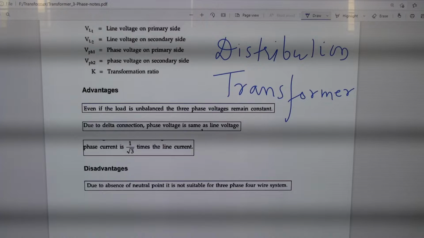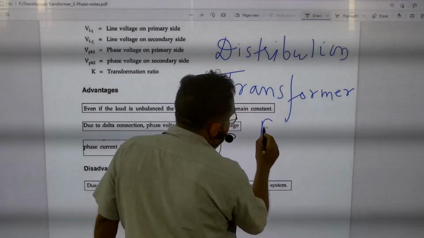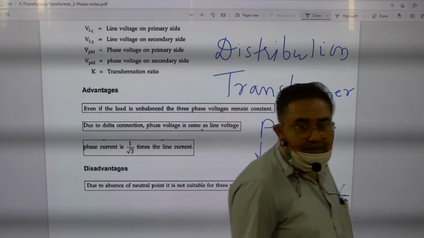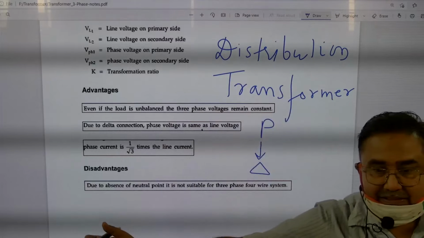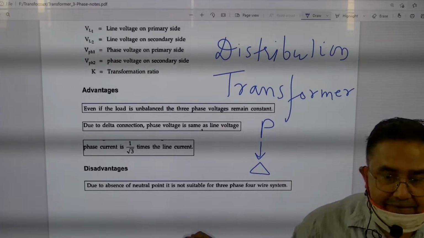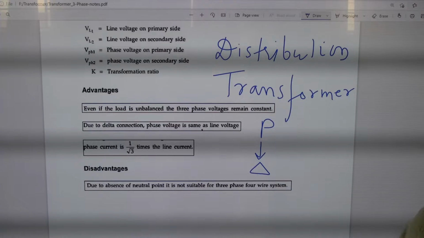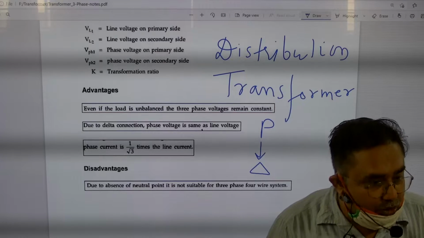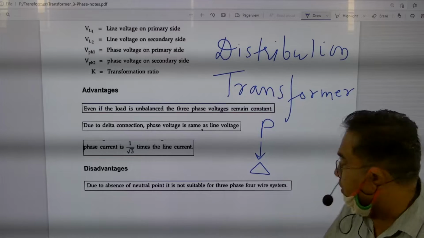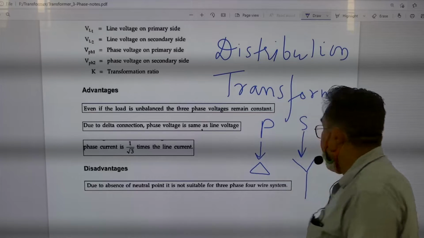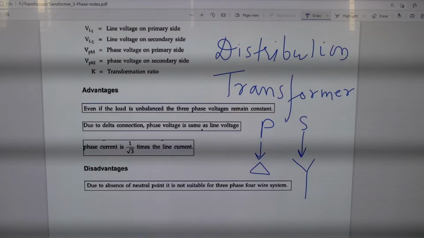It also has two windings, which are named primary and secondary. The primary is connected in delta, because the primary's purpose is only to supply, not to distribute. So it is acting as a transmission line. So definitely we can go for delta, but the secondary voltage has to be distributed to different households. So there should be one phase and one neutral. So the secondary of the distribution transformer you always find in star. So you will have a 4 wire system.